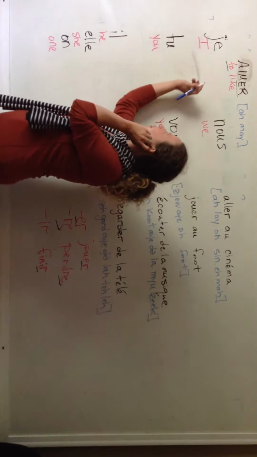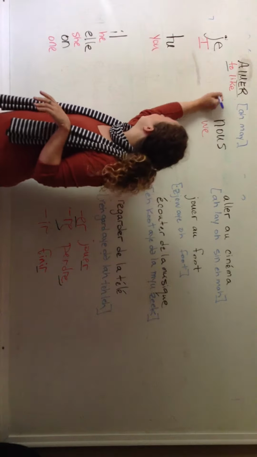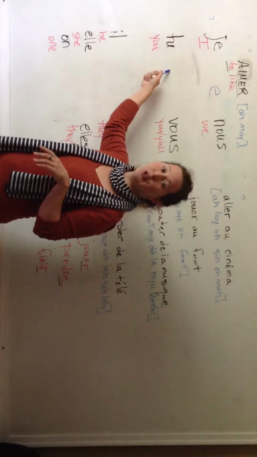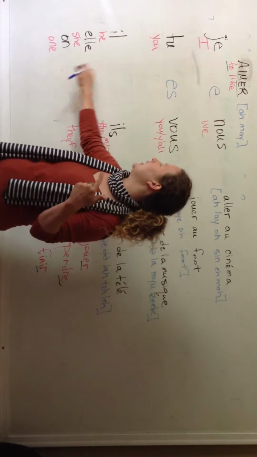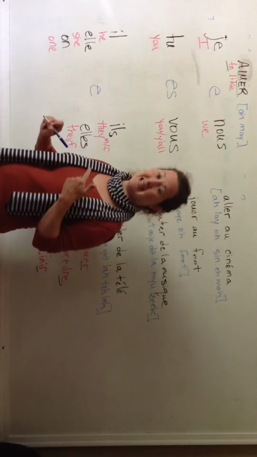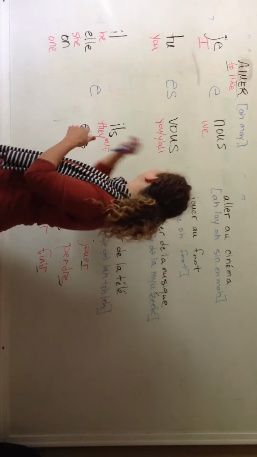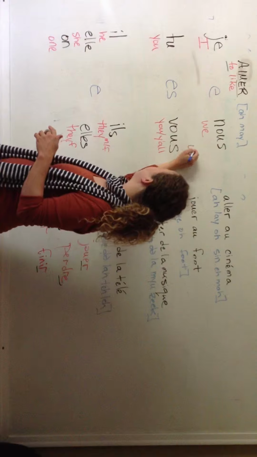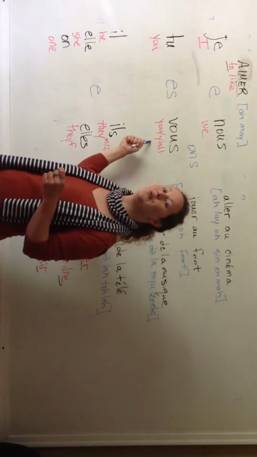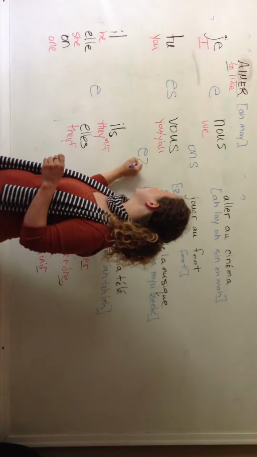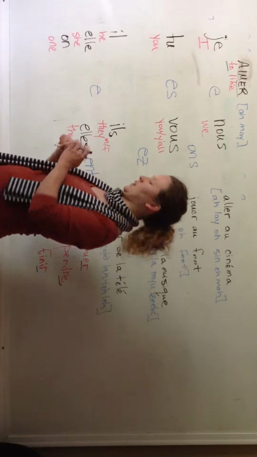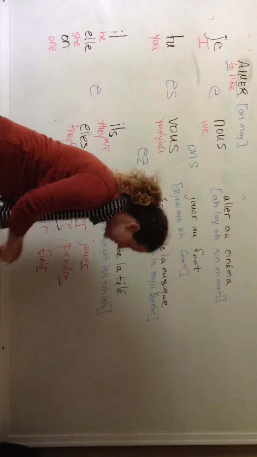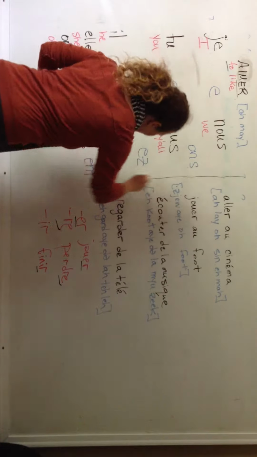Okay, so your ending for je is e. For tu, it is es. For il, elle, and on, it is e. For nous, it is ons. I'll put it down here. For vous, it is ez. And for ils and elles, it is ent. So, it's a pretty simple process.